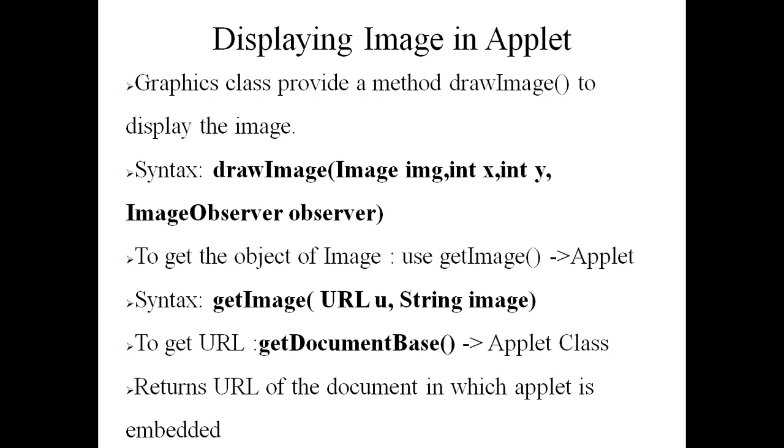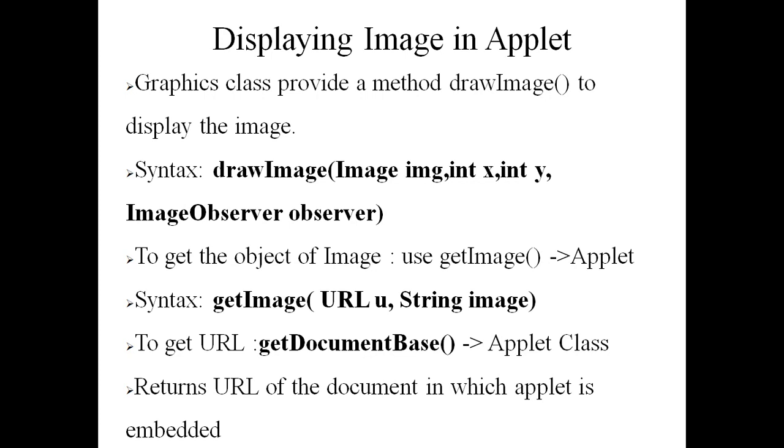Now the syntax of the getImage method is getImage(URL u, String image). So getImage accepts 2 parameters. One is the URL and the second one is the string name of the image. To get the URL, there is a method called getDocumentBase, which is again defined by the Applet class. getDocumentBase is used for getting the URL, which is used inside the getImage method. getDocumentBase returns the URL of the document in which the applet is embedded.